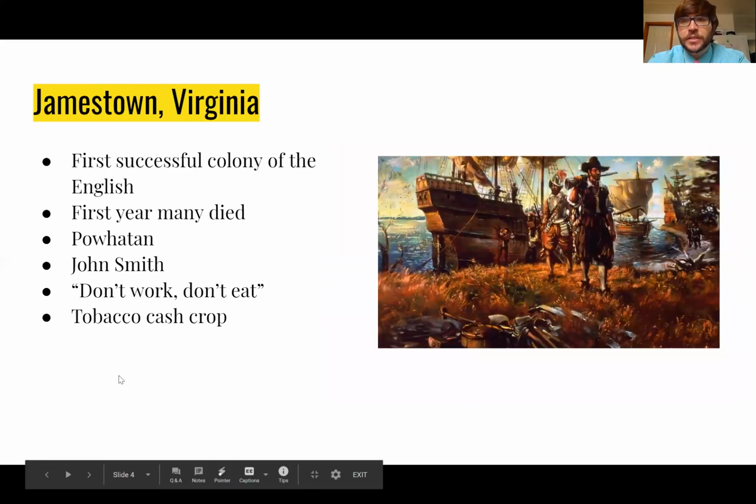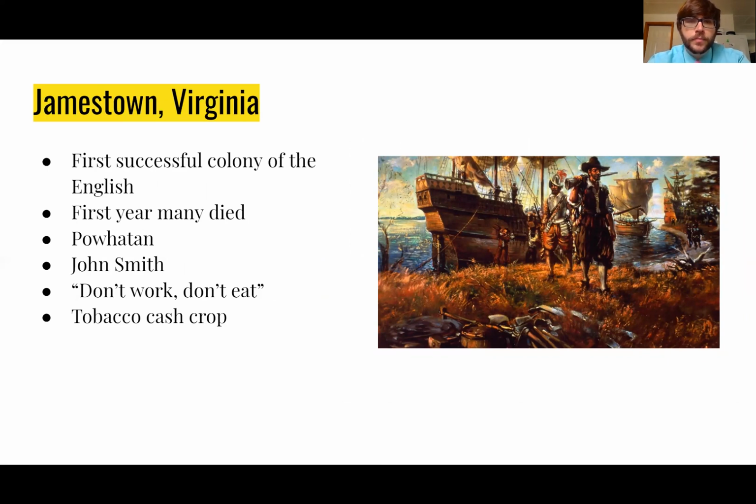Now, the first successful colony was at Jamestown, Virginia. However, it was not easy for them to succeed. The first year, many, many people died after they had settled this colony in Jamestown, Virginia. The colony was named after the king, but again, it was very difficult for them.